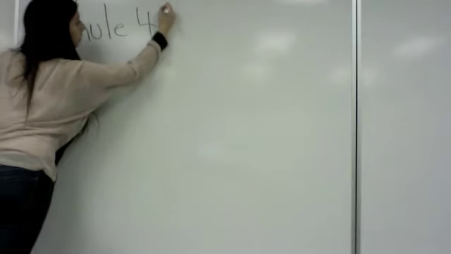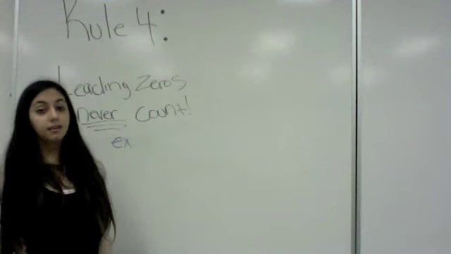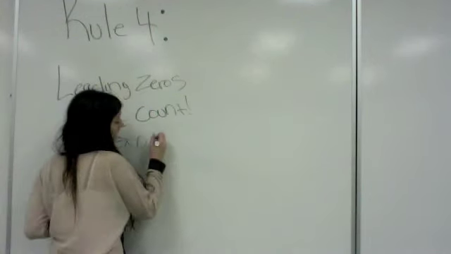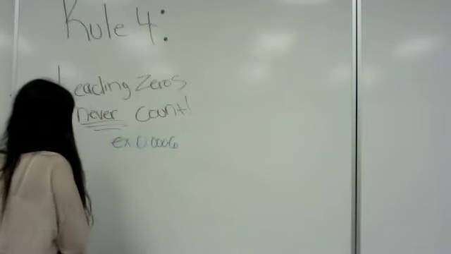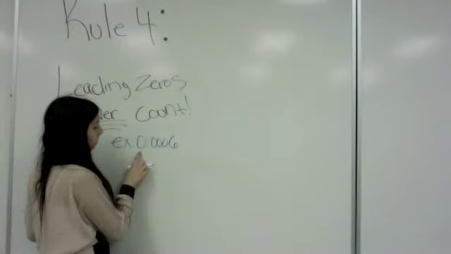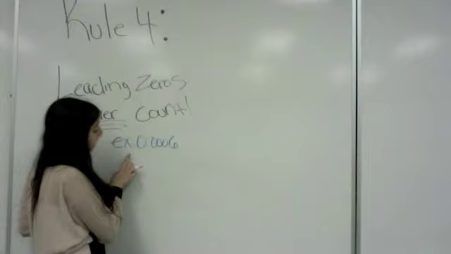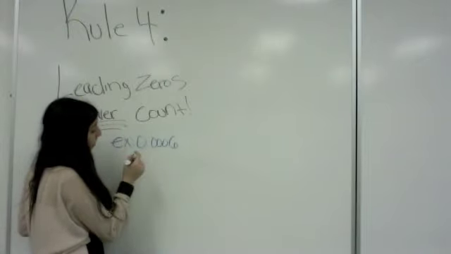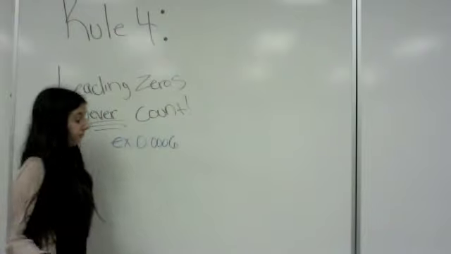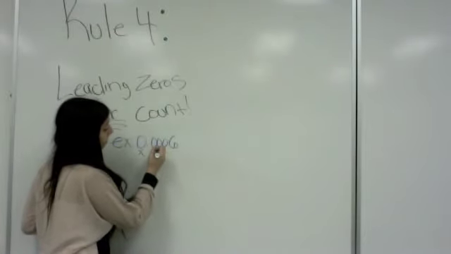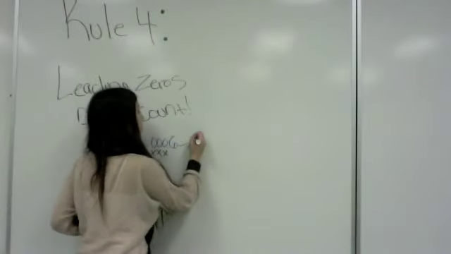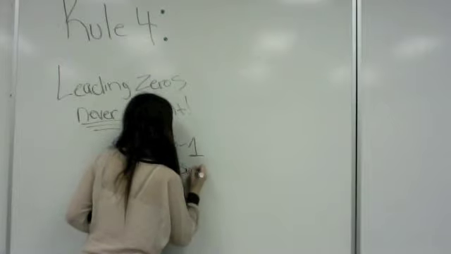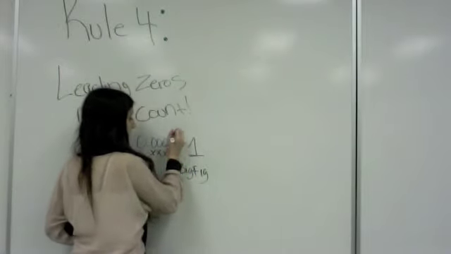Rule number 4. An example of this would be 0.0006. Well, let's see. This is a leading 0 because there is no significant number on the left of it that makes it count, makes it be significant. So this is not sig fig, not sig fig, and not sig fig. Therefore, we have 1 sig fig.